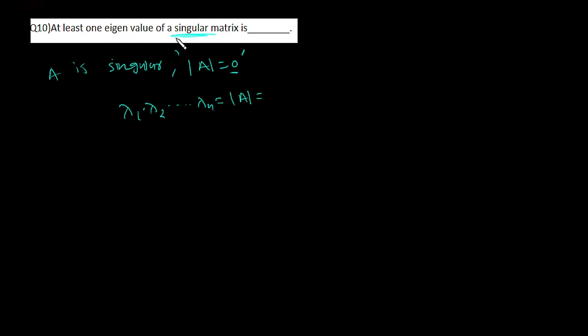Here it is given the matrix is singular, so the determinant is 0. Now from here we can see that either lambda 1 or lambda 2 or lambda 3 or any value up to lambda n, one of these values must be 0. This is what they are asking. So at least one eigenvalue of a singular matrix will be 0, and then it will be a singular matrix.